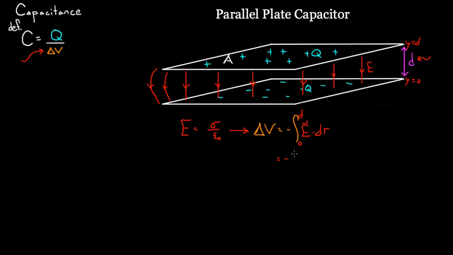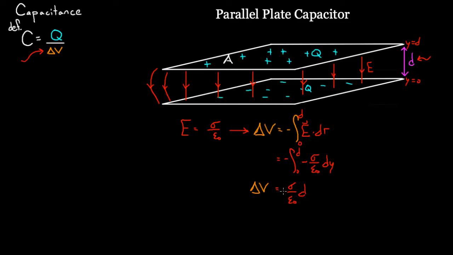What are we going to get? We get negative the integral, 0 to d. Let's see, E is technically pointing down, and if we're defining up as positive, because we went from 0 to d, then I've got to plug this in as negative sigma over epsilon naught, my electric field. And then dr, but dr really is just dy here, like my direction I'm integrating is in the y direction. So if I do that integral, negative cancels negative, I get sigma over epsilon naught. Integral of dy is just y, and if I go from 0 to d, I just get d.